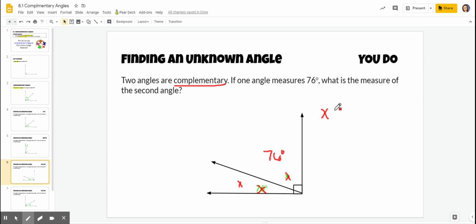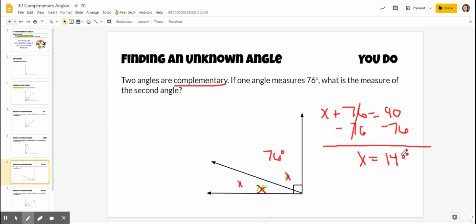Okay, so on your paper, you should have written x plus 76 gives us 90 because they're complementary angles. Go ahead and solve this equation and see what you get for the value of x. So to get x alone, we need to subtract 76 from both sides. So you should have subtract 76 from both sides. 76 cancel. We're left with x equals... You should have got 14 degrees. So this angle measures 14 degrees.